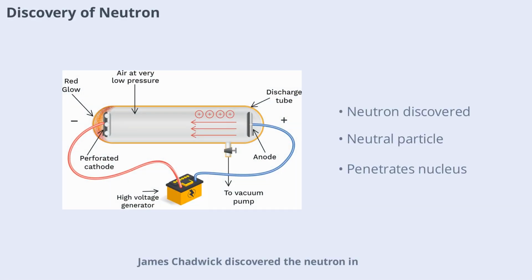James Chadwick discovered the neutron in 1932 by bombarding beryllium with alpha particles. Neutrons are neutral particles found in the nucleus of atoms, except hydrogen. Chadwick observed penetrating radiations unaffected by magnetic or electric fields, which consisted of neutrons.